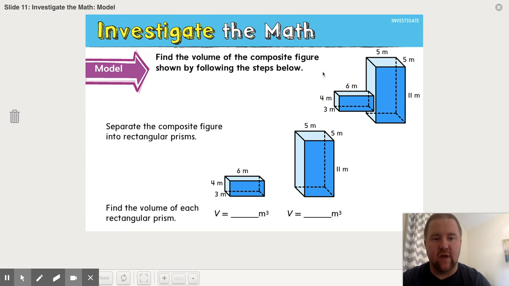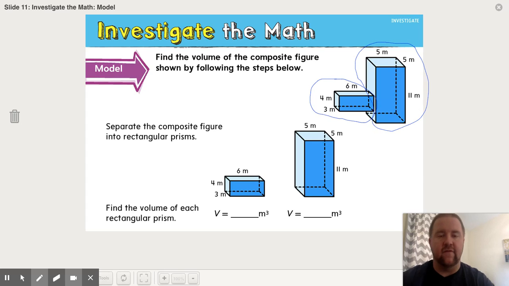Okay, this big picture on the top right is a composite figure. What that means is essentially we have more than one rectangular prism that we are going to be finding the volume of. So we are going to find the volume of this rectangular prism, and we're going to find the volume of this rectangular prism, and we're going to be combining those volumes to find the volume of the total figure, which is called a composite figure.